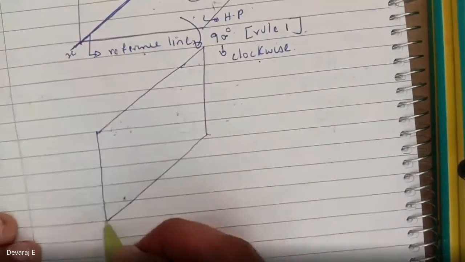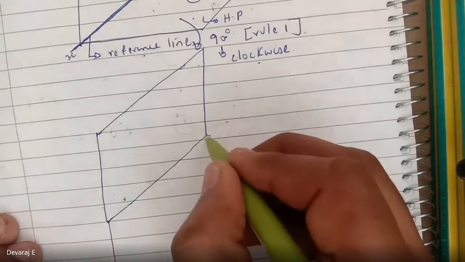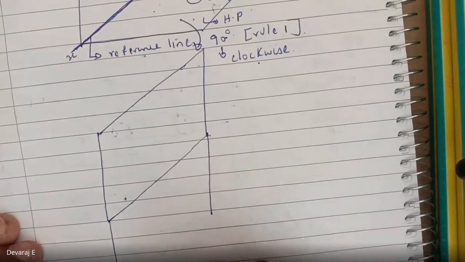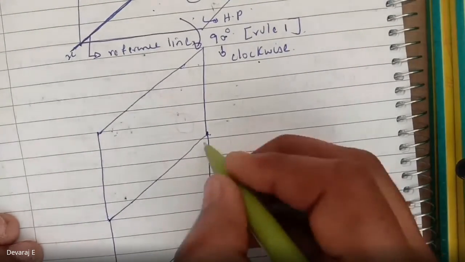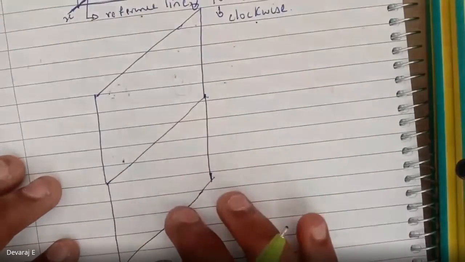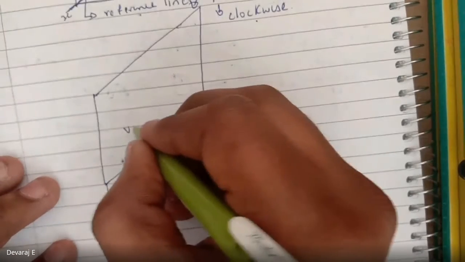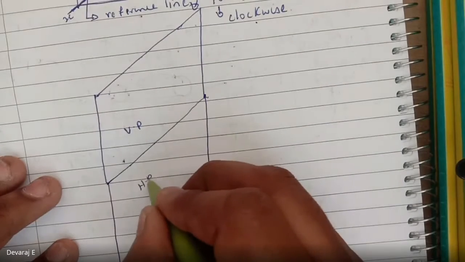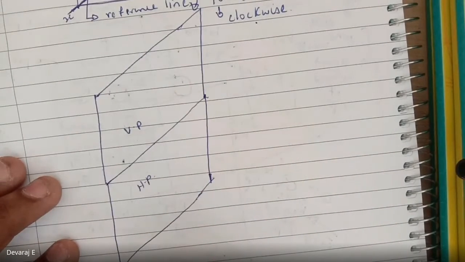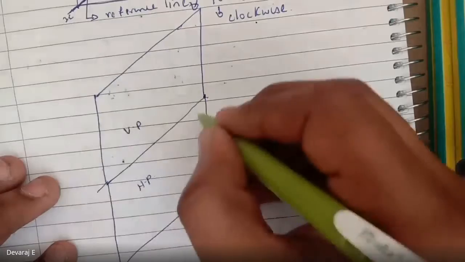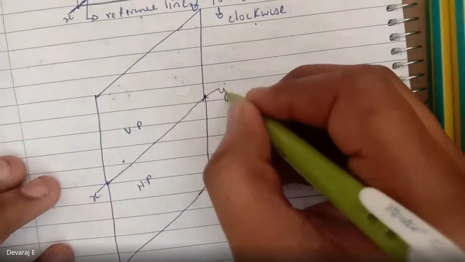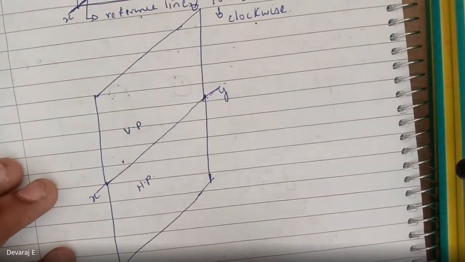This is the vertical plane. This is the horizontal plane. When you rotate it by 90 degrees, both will become straight, right? VP and HP, right? Yes, sir. This is called the XY line. That is the reference line, right?